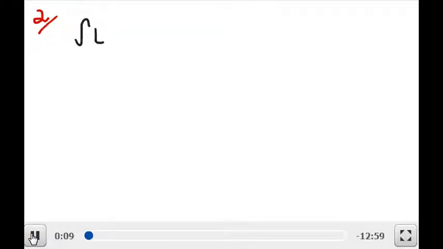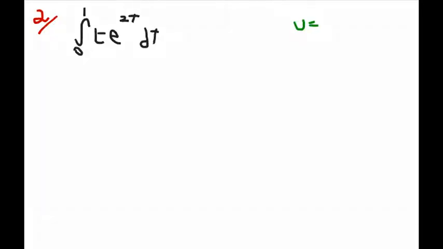Now, let's look at this problem. We have to find the definite integral of t times e to the 2t dt, from 0 to 1. As the first step says, we have to first assign a u and a dv. So, we will make u equal to t, and dv equal to e to the 2t dt.